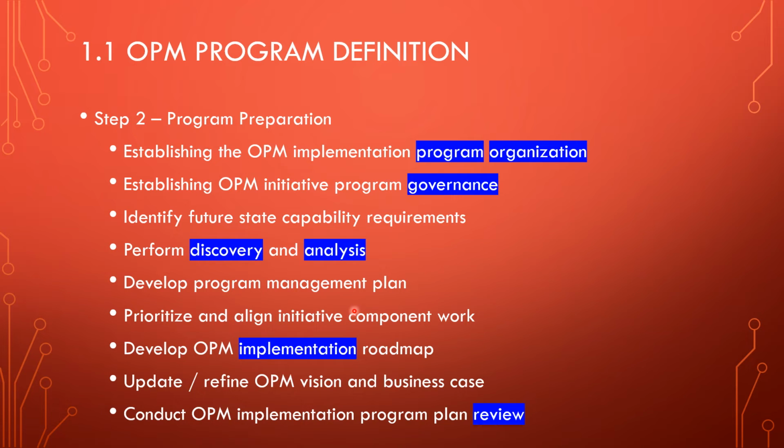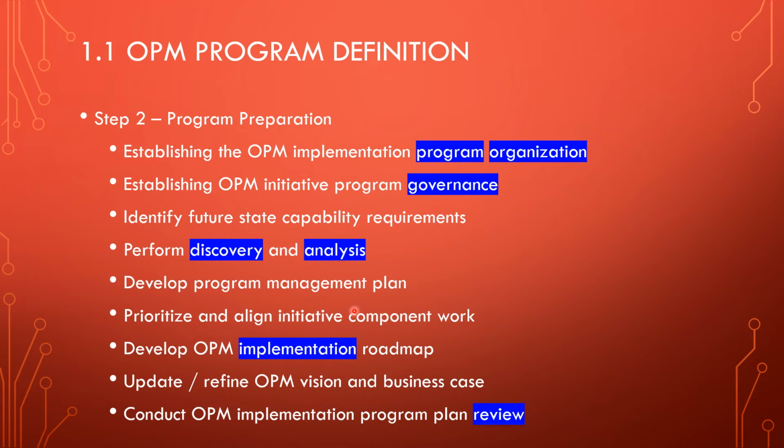So you need to do the required planning. Establishing an OPM implementation program organization means you have to define the roles and responsibilities. Who is the OPM implementation head, and who are the supporting staff, all those things, right? You need to define the stakeholders, how it's going to cut across vertically as well as horizontally, right?